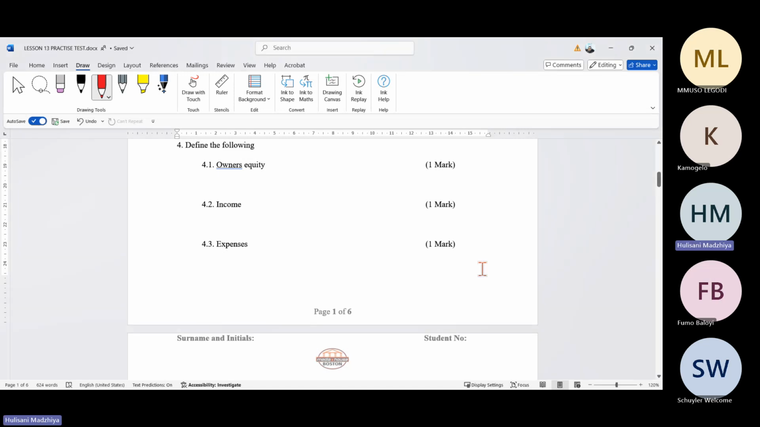This then brings us now to income. What can we define income as in a business? Welcome. Would you like to help? I'm not sure if I'm pronouncing your name correctly. You can assist on that. Can you help in terms of defining income? What is an income? What do we mean by saying income in a business?